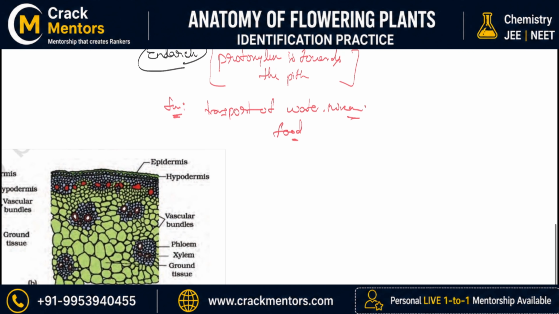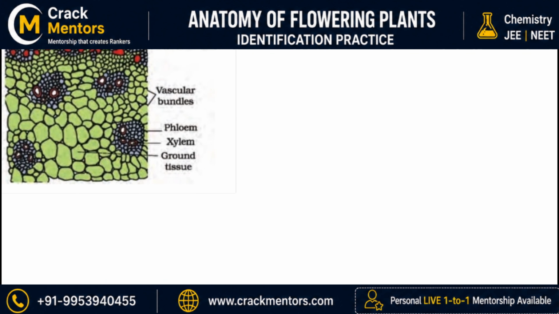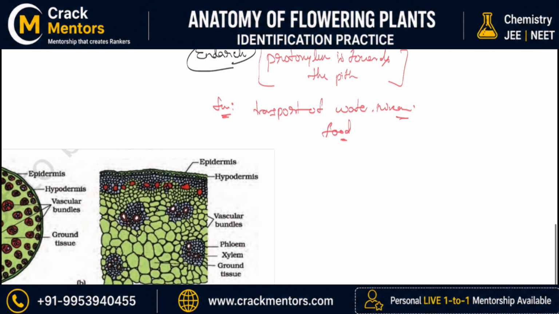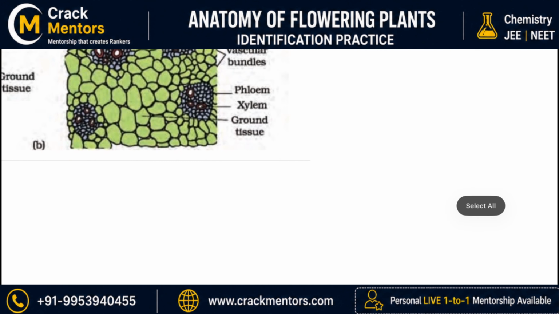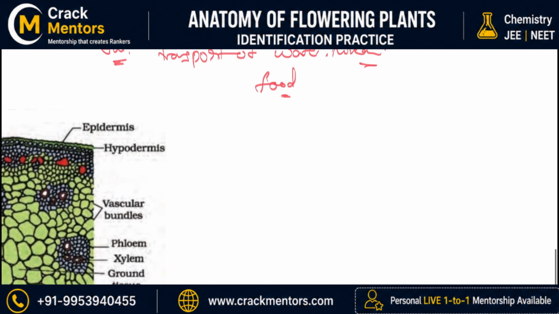Even in the monocot stem, all the things appear the same. We will write all the layers of the monocot stem now. In the monocot stem, the very first layer that we have is the epidermis. What is the epidermis? The epidermis is the outermost protective layer and it is covered by cuticle to prevent water loss.